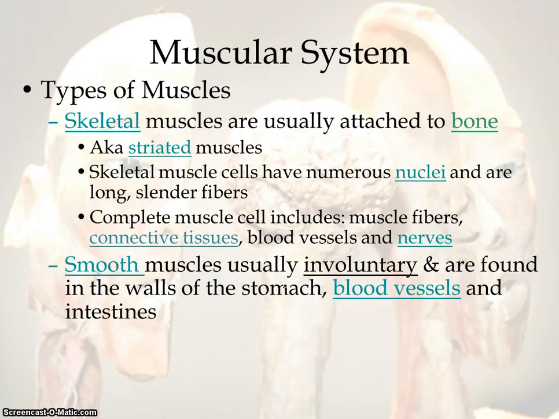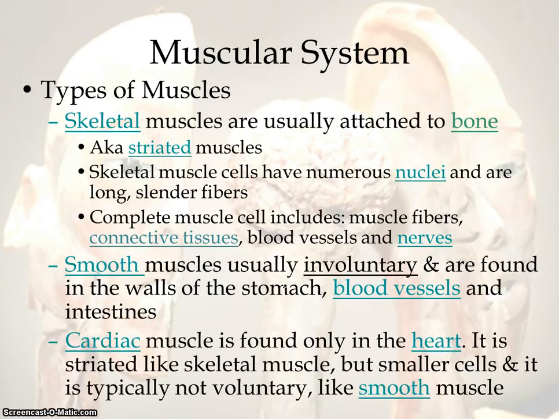Blood vessels are going to be made up of smooth muscles, okay, to help aid in blood flow and involuntary movement of blood flow. The heart. Well, we'll get to the heart in a minute. So that would be smooth muscle. And then cardiac. Here's your heart.